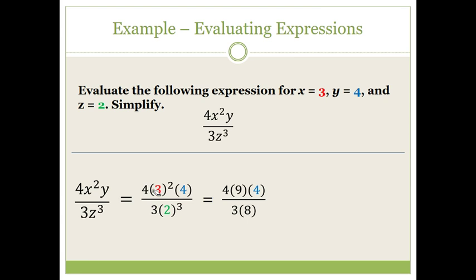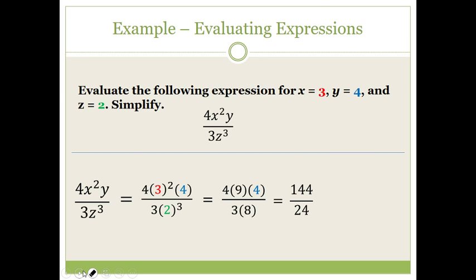So as we see, 3 to the second power, or 3 times 3 is 9. And 2 to the third power is 8, not 6, right? Because we're looking for 2 times 2 times 2. 2 times 2 is 4, times 2 again is 8. Now finally I can multiply across on top and bottom. So I did 4 times 9 times 4 and I got 144. And 3 times 8 was 24.